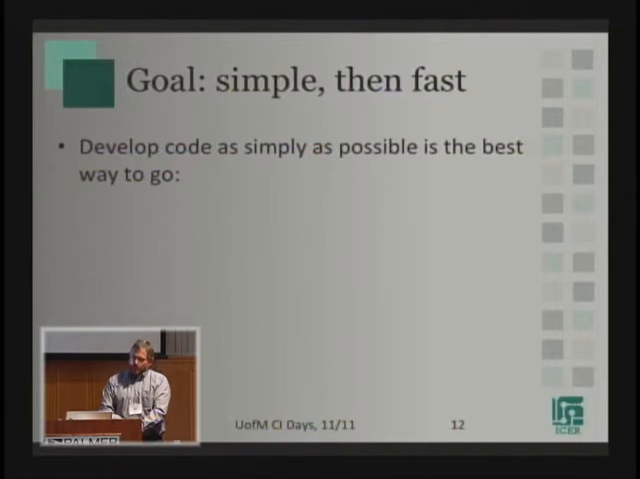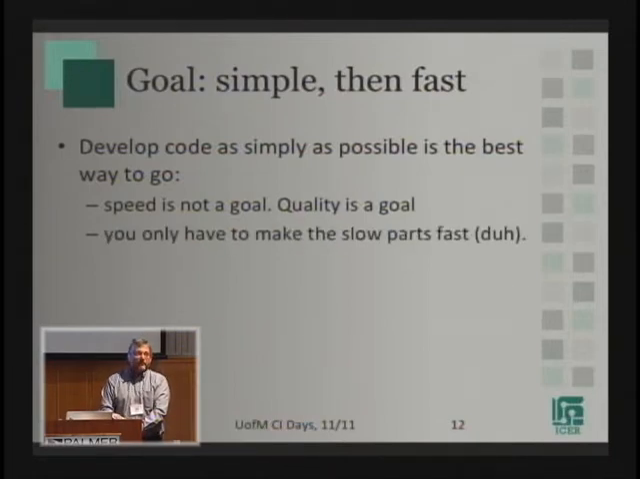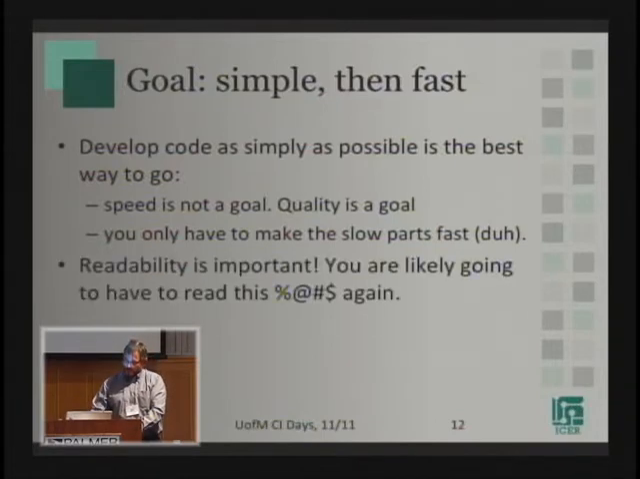So the mantra should be develop code as simply as possible, and the best way to go is speed is not a goal, but quality is a goal, right? You should write stuff so that it can be read, right? You only have to make the slow parts fast. Duh. Right? So if you can figure out what the slow parts are, then you can worry about those things and do only those things that are required.